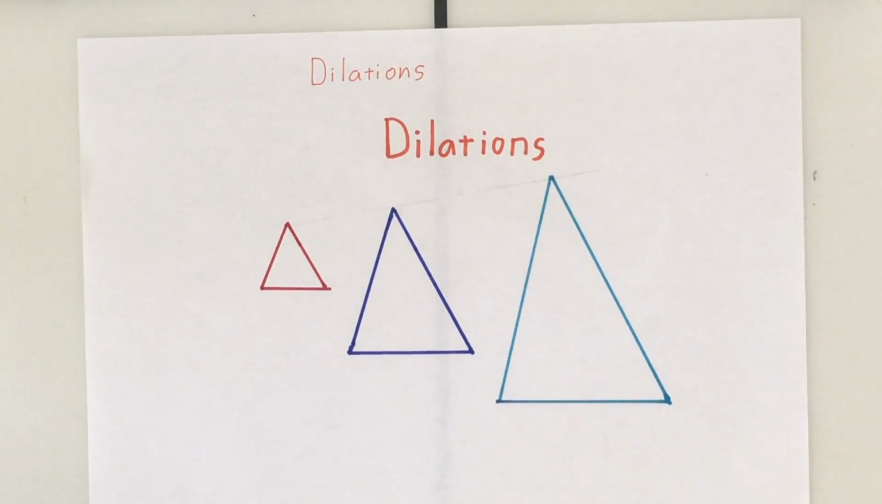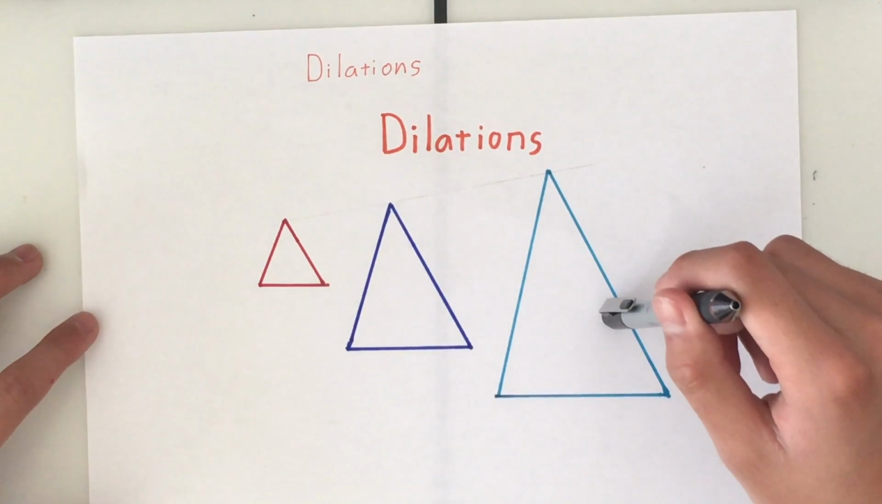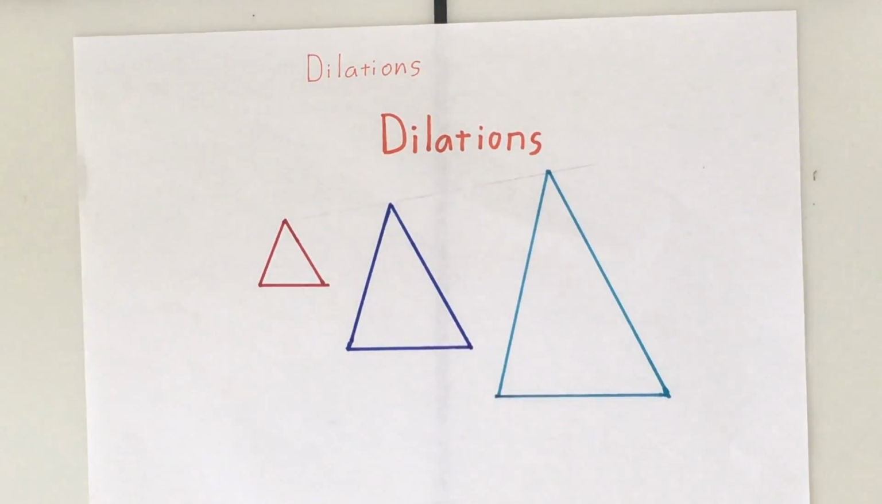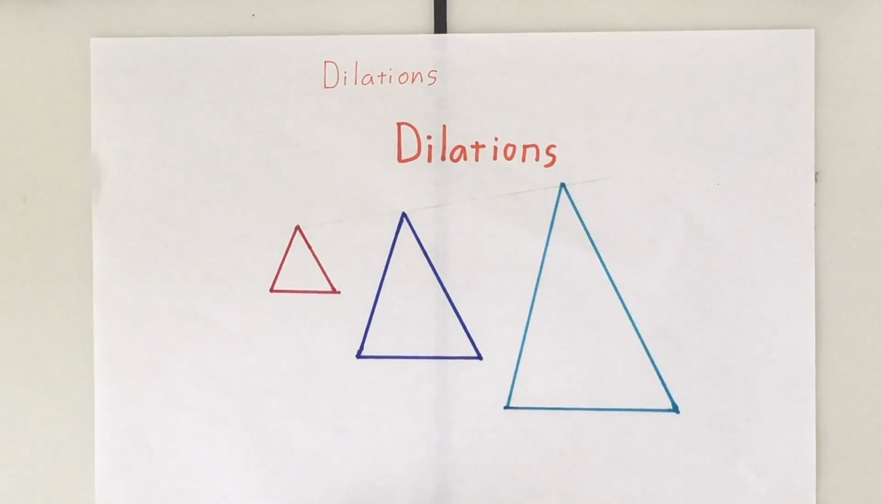Today we're going to be doing our fourth concept on transformations, and that's dilations. Dilations are basically a size change in a shape. So here you can see three different triangles. They're all similar, but they are different sizes. So let's go a bit more into detail about how you can dilate a figure.